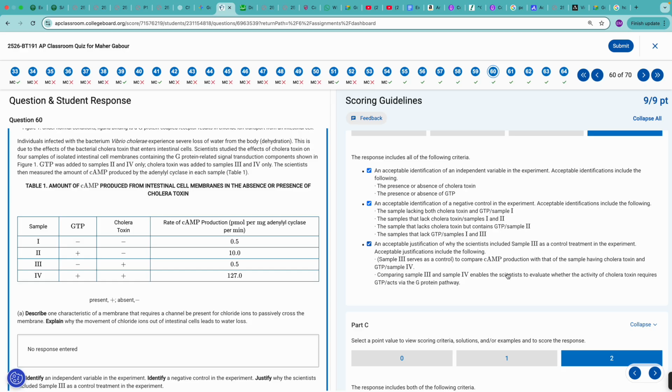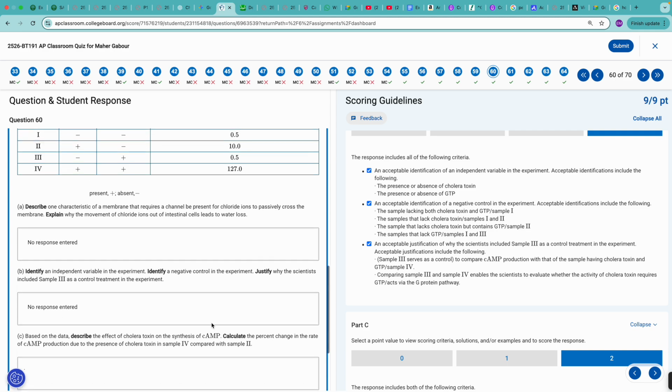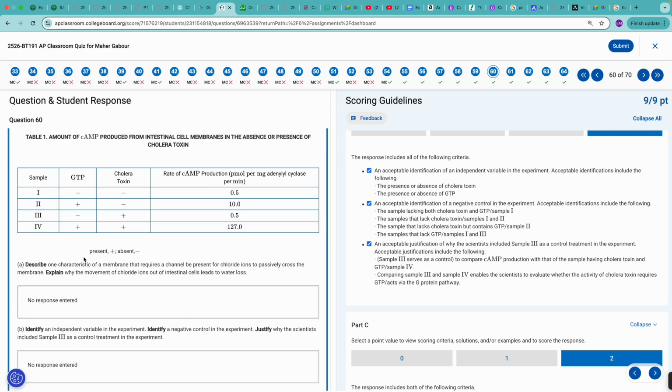So to compare cyclic AMP production with that of the sample having cholera toxin and GTP, comparing samples III and IV enables the scientist to evaluate whether the activity of cholera toxin requires GTP. Basically, they said it in a similar way to me, but they included III and IV. So by comparing samples III and IV, you can then determine if the cyclic AMP production is due to the presence of GTP. Okay.